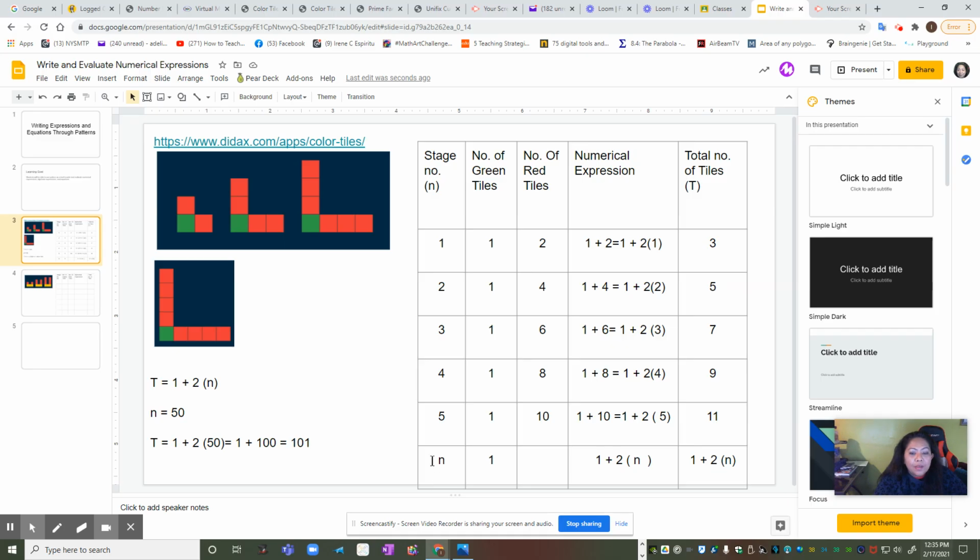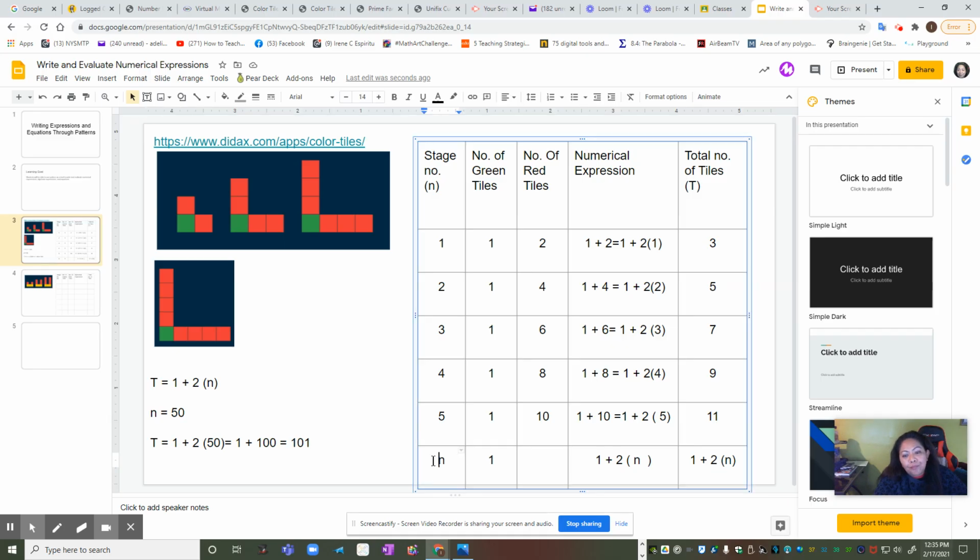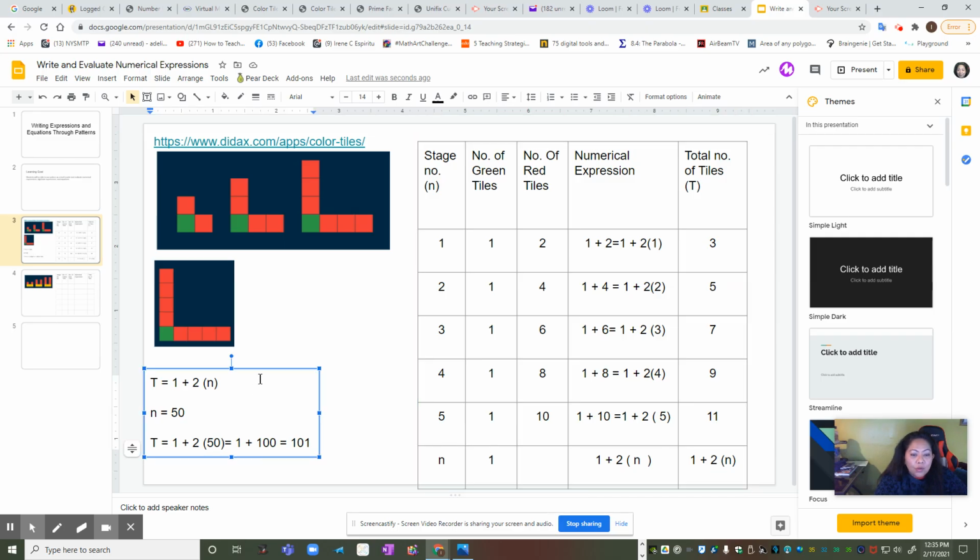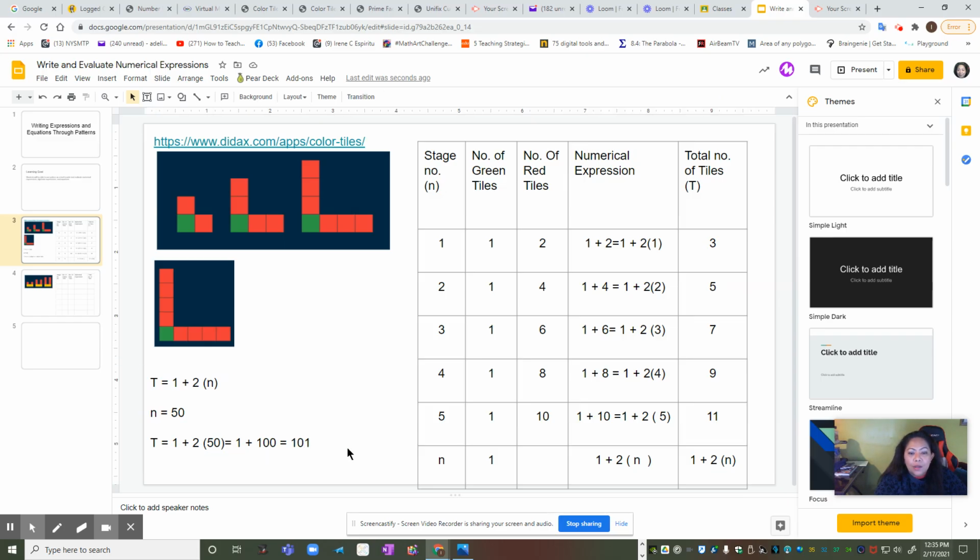You must have the variable n, which means for any stage number. And then you must have the expression in order to determine how many total tiles there are for any stage number. Then you must also have your equation and then assign any number for n and then evaluate your equation so that you will have the value for the total number of tiles. All right, so have fun.